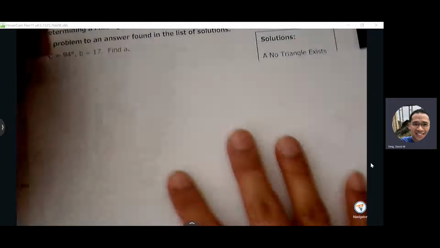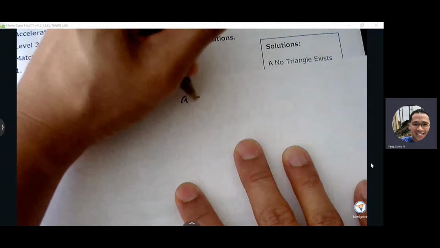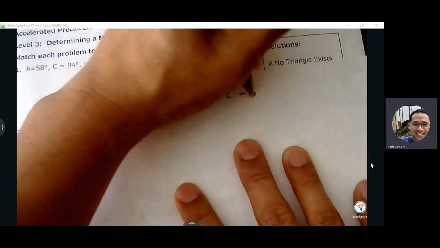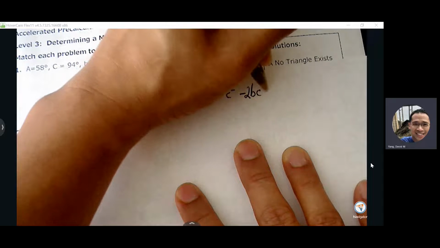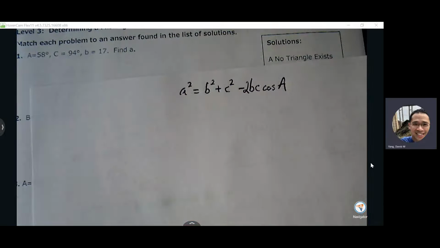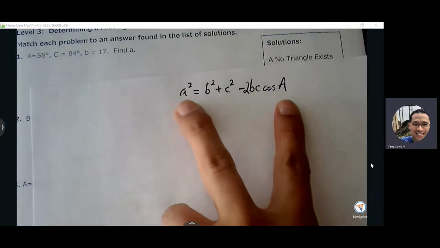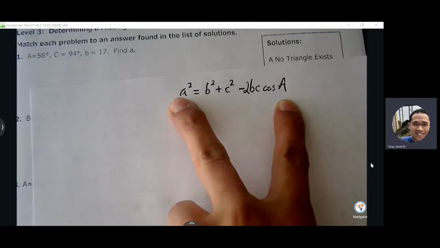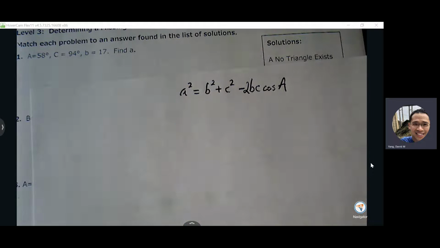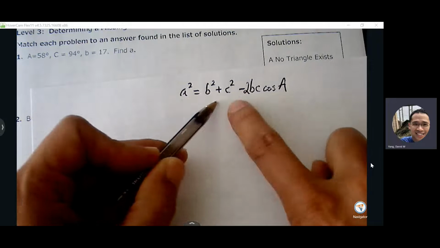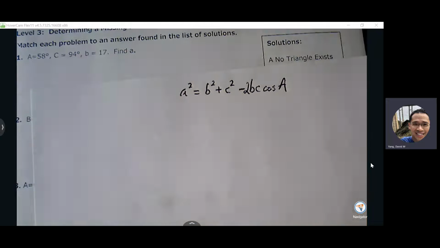So let's say I gave you a squared equals b squared plus c squared minus 2bc cosine of A. The nice thing is that with these formulas, your ends are the same letter. Lowercase has the square, uppercase is by itself, and those are the only two times that letter will show up. Everything in between is just going to be the other letters that are not at the ends.